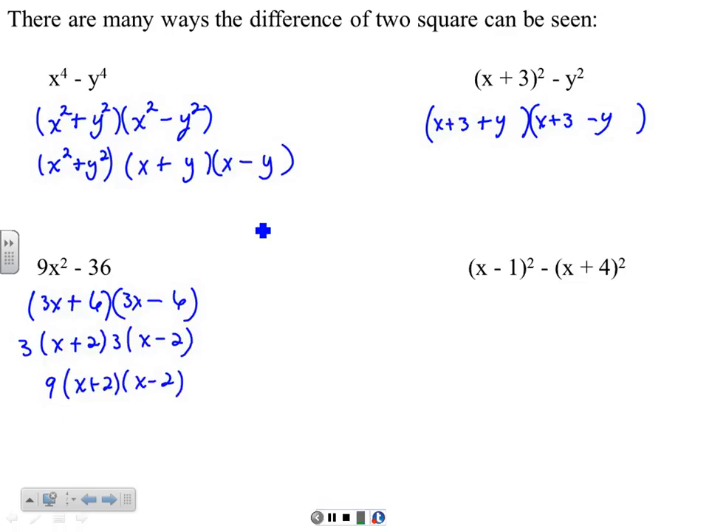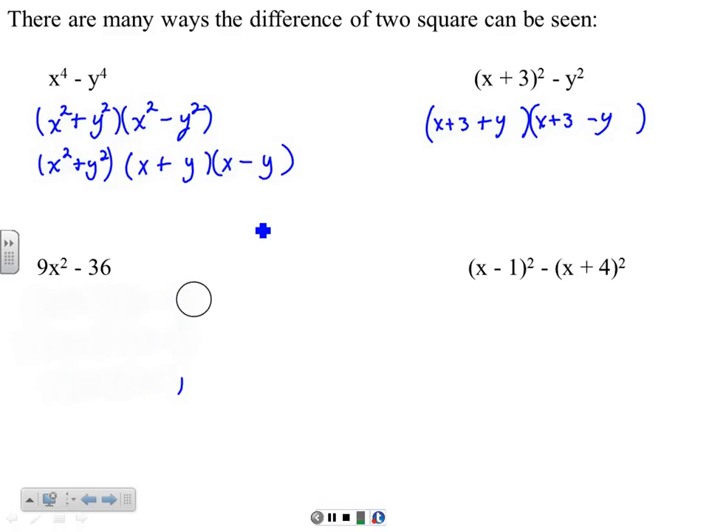Well, so, yes, this is the difference of two squares, but remember I told you, always look for the greatest common factor. Always look for greatest common factor. And let me show you how much easier it is when you see the greatest common factor. So in this, I know that there is a 9 in common. So if I factor out that 9, I'm going to get 9 times x squared minus 4.